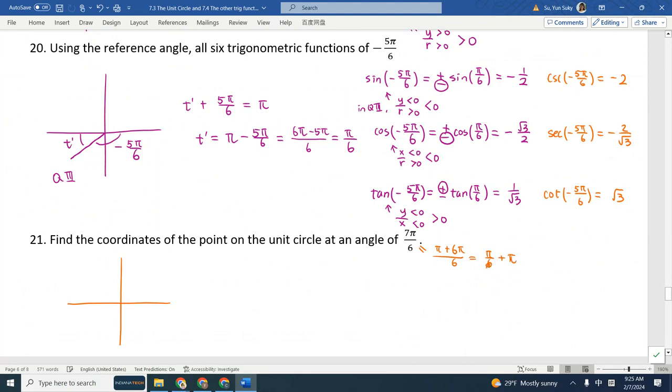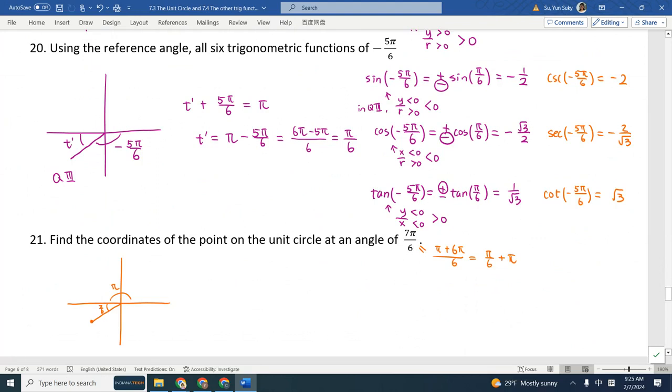You can see pi over 6. Like this angle is pi over 6, right? And this angle is pi. Therefore, do you see this angle? It's actually called terminal of negative 5 pi over 6. They're called terminal angles. So we have the same picture here.